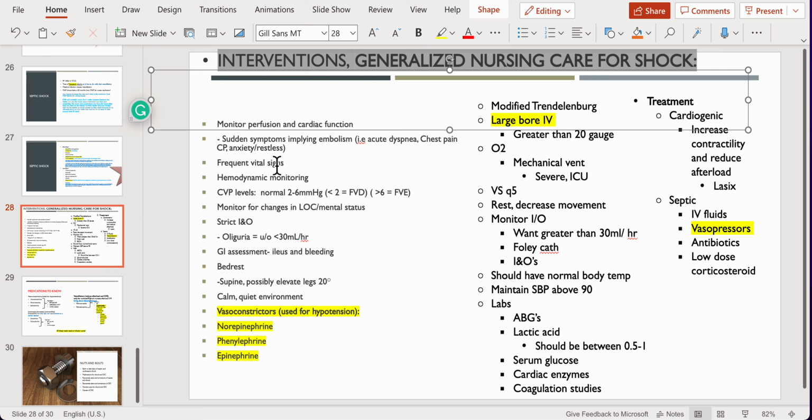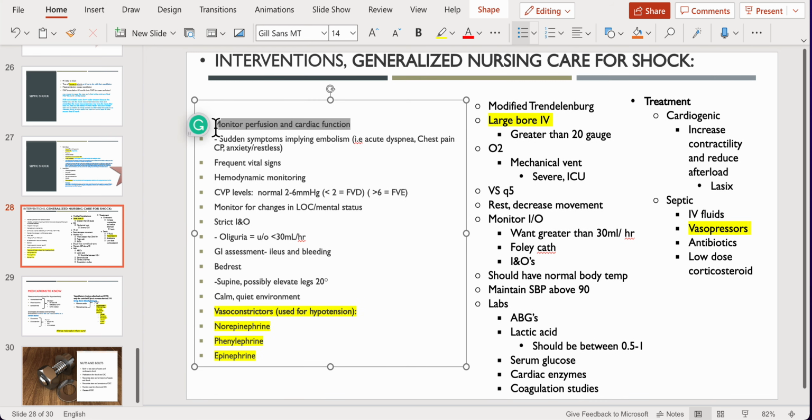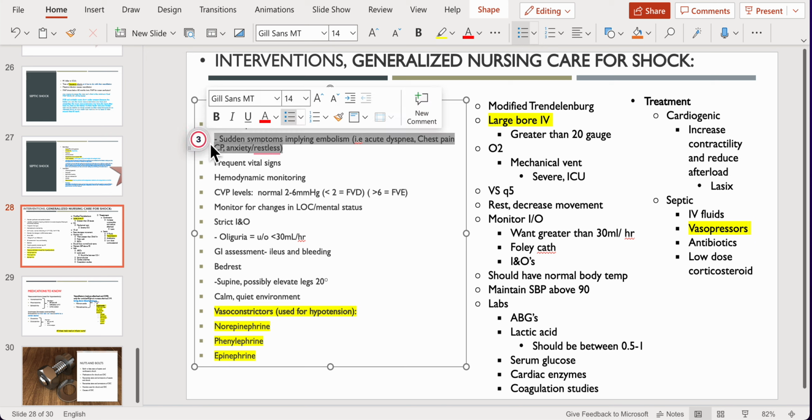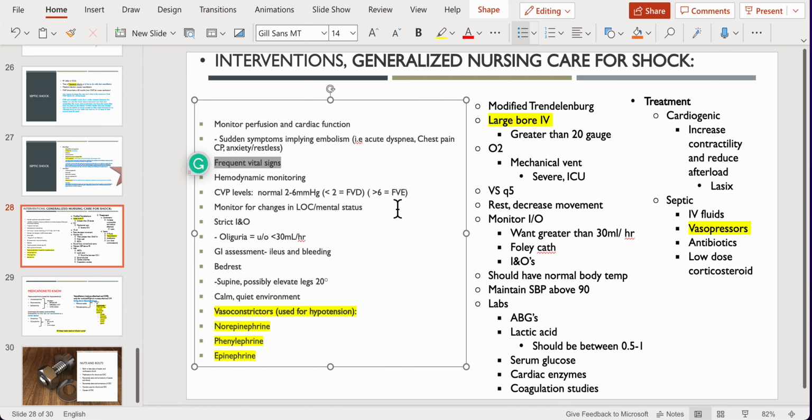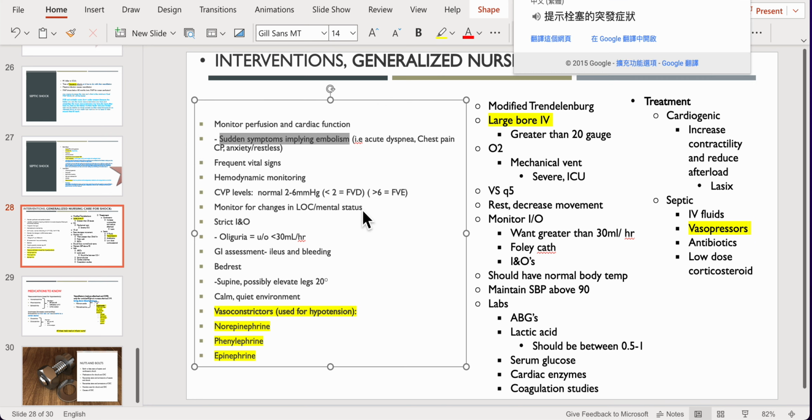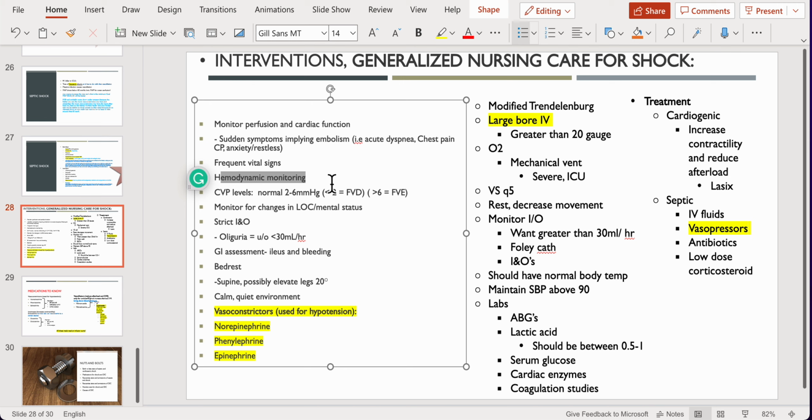Interventions: generalized nursing care for shock. Monitor perfusion and cardiac function. Sudden symptoms implying embolism, i.e., acute dyspnea, chest pain, anxiety, restlessness. Frequent vital signs. Hemodynamic monitoring. CVP levels normal 2 to 6 mmHg; 2 equals FVD, 6 equals FVE.